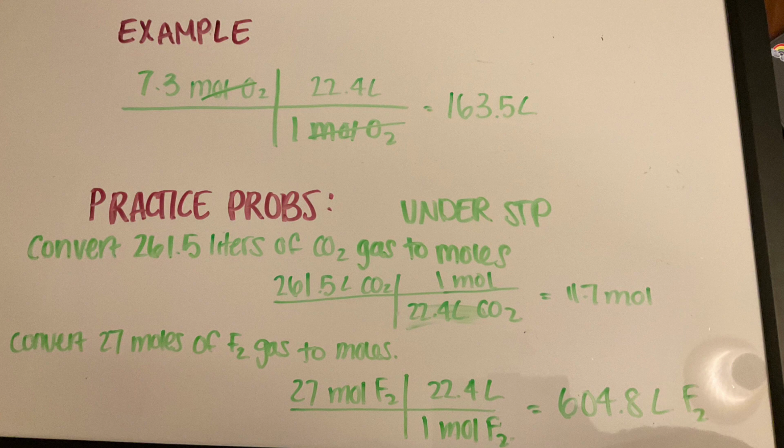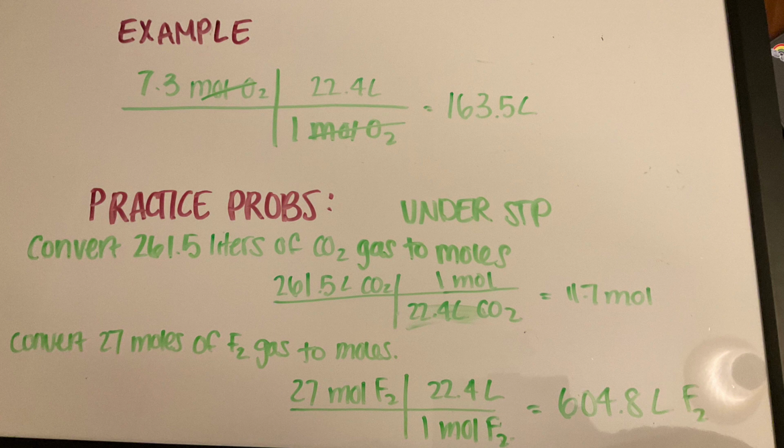When looking at the solved practice problems, you can see that I started with 261.5 liters of CO2 gas. I know that in 1 mole of CO2 gas, there's 22.4 liters. So in order to cancel out the liters to end up with moles, I have to multiply 261.5 by 1 over 22.4 to get 11.7 moles of CO2 gas.